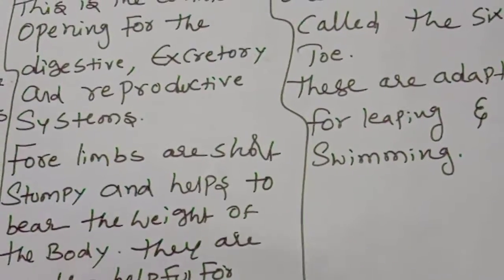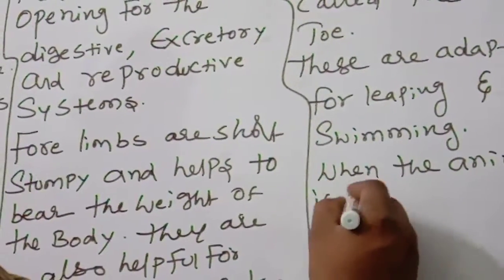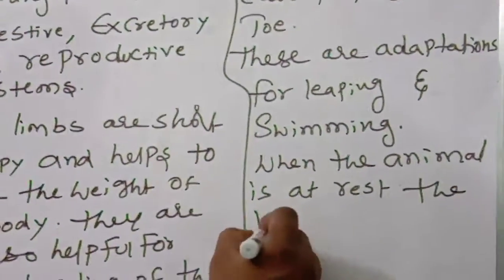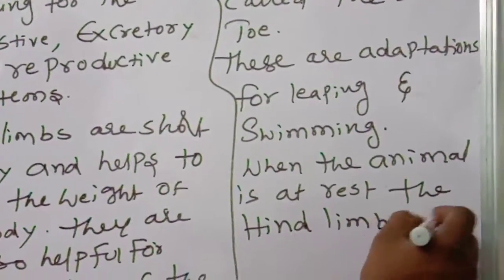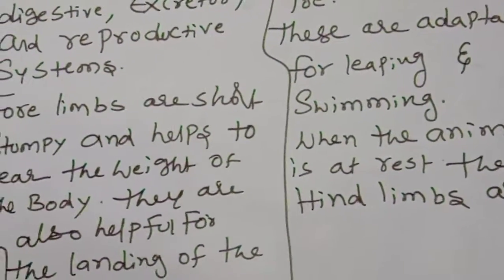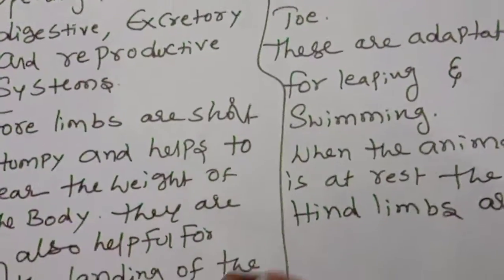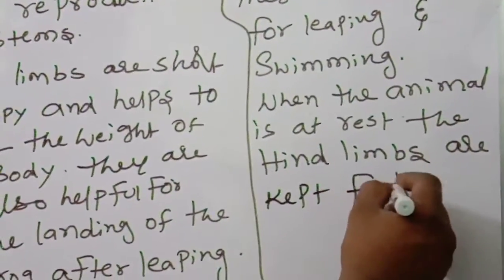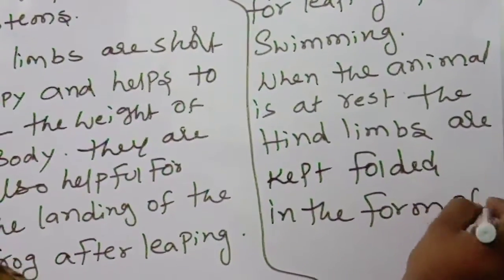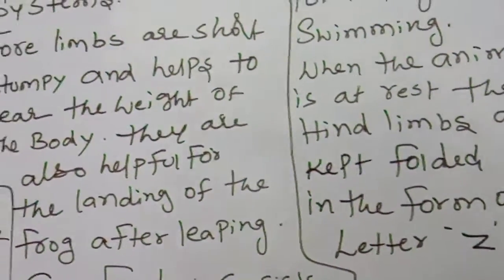This is important. When the animal is at rest, the hind limbs are kept folded in the form of the letter Z. This is important, children.